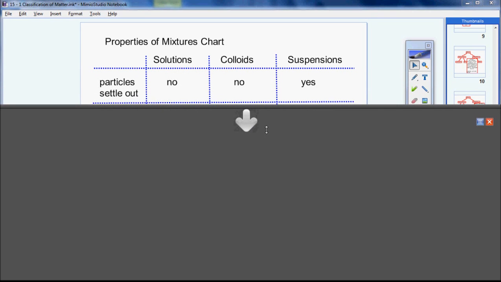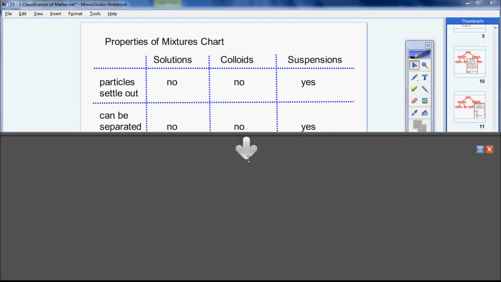Okay, first of all, the first thing is whether the particles will settle out. In a solution, they will not settle out. In a colloid, the particles will not settle out. But in a suspension, the particles are going to settle out. Some of the particles will end up going to the bottom. Okay, so hopefully the visual will help you when you study. Make sure that, especially over the weekend, you're going over your notes, making sure that you understand everything.